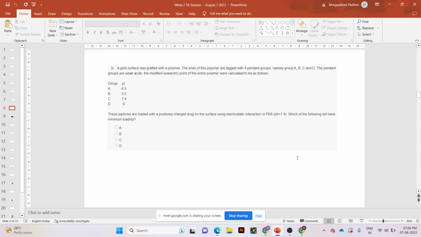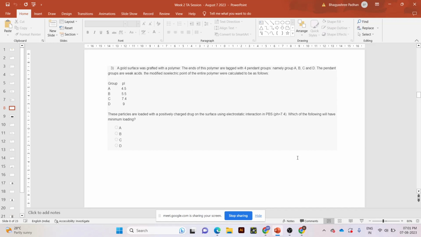And then the next question. A gold surface was grafted with a polymer. The ends of this polymer are tagged with four different pendant groups, namely group A, B, C, and D. The pendant groups are weak acids. The modified isoelectric points of the entire polymer were calculated to be as follows. Group A has an isoelectric point of 4.5, B 5.5, C 7.4, D 9. These particles are loaded with a positively charged drug on the surface using electrostatic interaction in PBS, that is pH 7.4. Which of the following will have minimum loading?